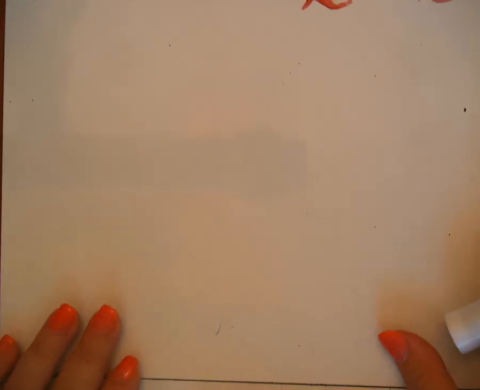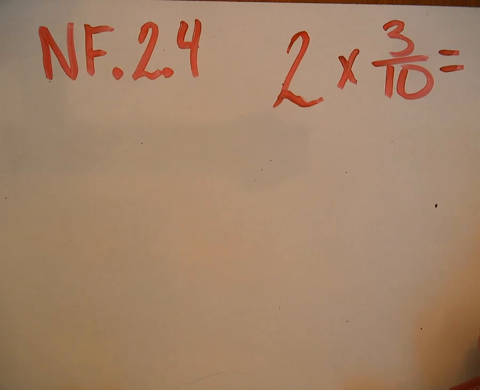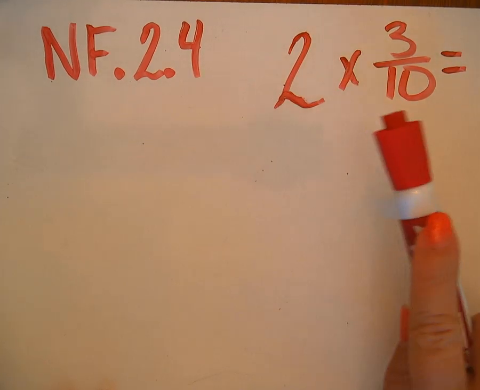And we are continuing onward with our NF 2.4, which is numbers and operations of fractions. It is multiplying a whole number to a fraction.